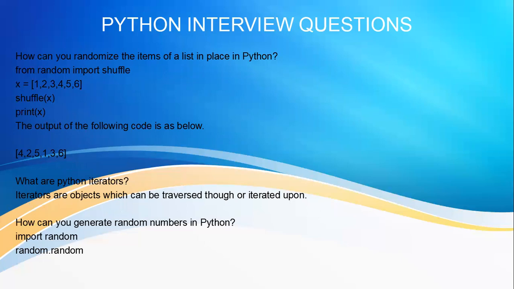So next question, how can you randomize the items of a list in place in Python? To randomize, we have a module called the random module. We first import random, and then we have this shuffle function, which is used to perform the same task. So the question is how to randomize the elements in Python. You can see the answer there.